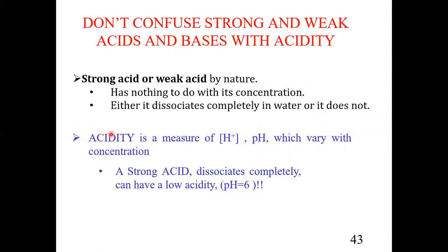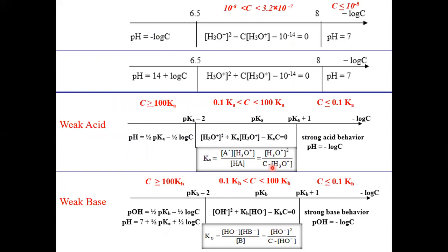However, the word acidity is a measure of the H plus concentration. So we could have a strong acid that has a low acidity. It can have a pH of, say, 6. It can have a low acidity. And this acidity varies with concentration. So do watch out and don't confuse the two. At the end, we're going to have to go back to this each and every time I finalize something.